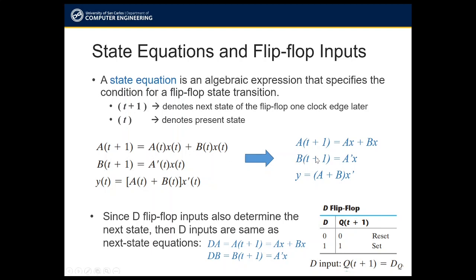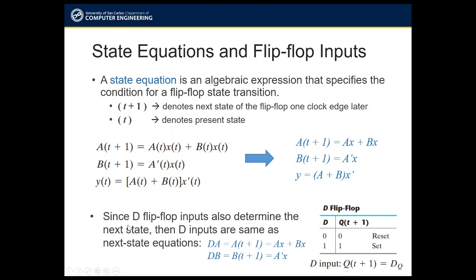So we have this here. On the left side, we keep it as is so that we know it means the next state. But on the right side, we have removed all the t's. So this becomes A(t+1) = Ax + Bx. The next state of B is equal to A'x, and the output y is equal to A plus B, and the result is ANDed with x'.